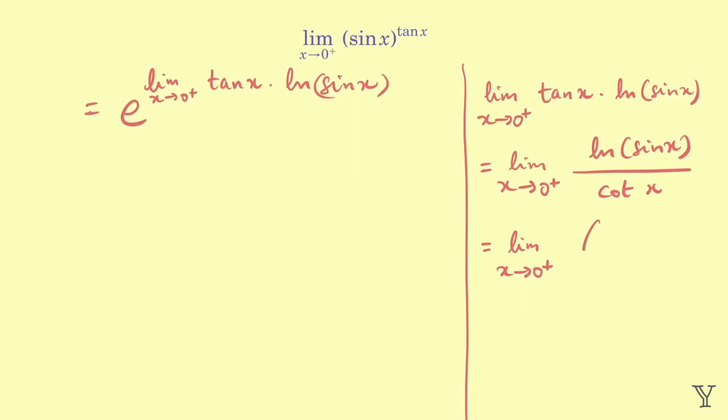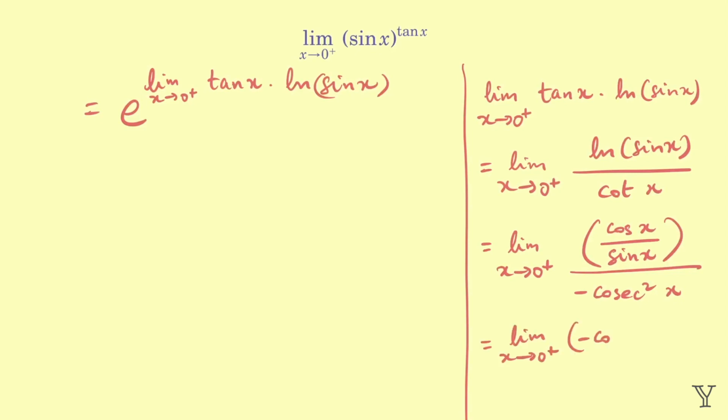Differentiating the numerator, we get 1 upon sin x times cos x. Differentiating the denominator, we get negative cosecant squared x. Rewriting cosecant squared x as 1 upon sin squared x and simplifying the expression, we get the limit as x goes to 0 plus negative cos x times sin x, which is equal to 0. We must now remember to insert this value back into the original expression. We therefore have e to the power limit x goes to 0 plus tan x times log sin x is equal to e to the power 0, which is equal to 1.